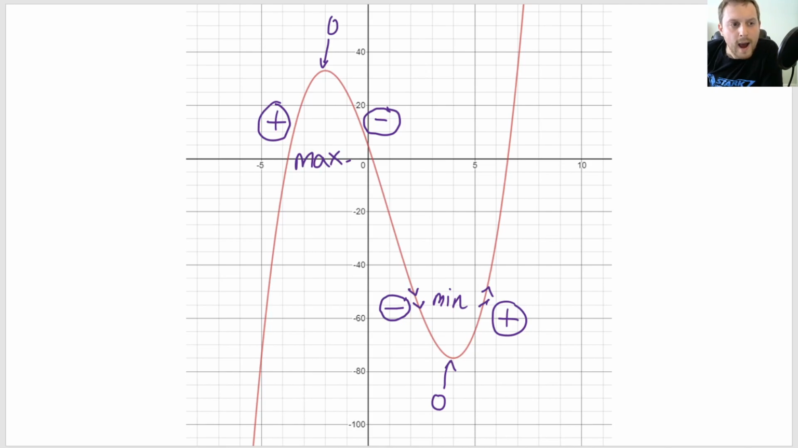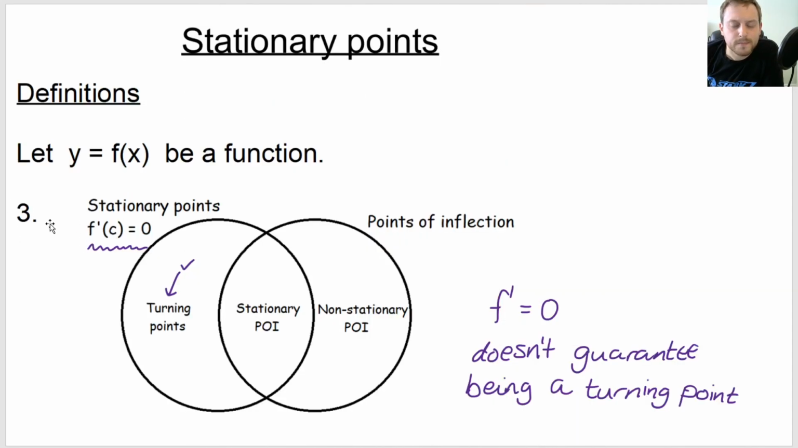So, how could we tell that these were going to be turning points? Remember, it was very easy to find out that they were stationary points. Let me go back to the Venn diagram. A stationary point is just differentiate, set it equal to 0, and work out what values make it equal 0. So you're solving a little equation.